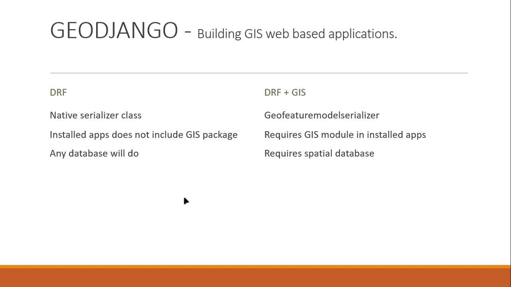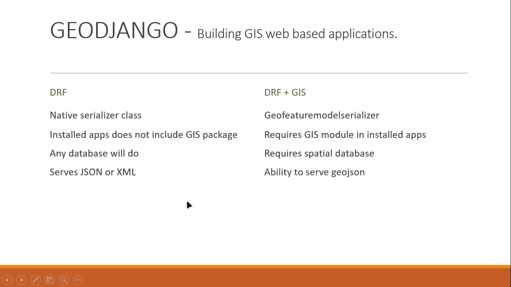With DRF, we will notice that any database will do, so we can use the SpatiaLite one that Django provides us with, or you can even use MySQL or Postgres without any extension. But with the Django REST framework plus the GIS, we are going to need a special database. I say special lightly, because we will be using Postgres, but we will be adding PostGIS on top of it to be able to handle and manage those spatial processes.